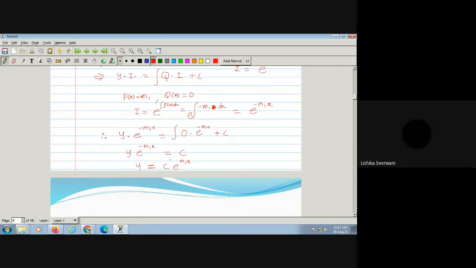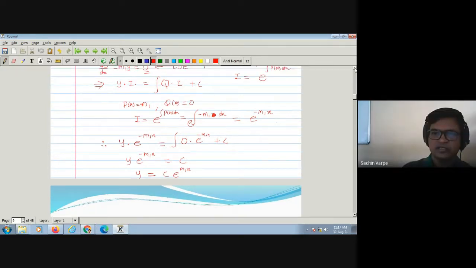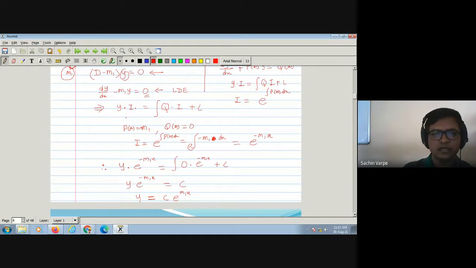Yes, sir. So as this is the solution related to m1, let us call it y1. Similarly, we can find the solution related to m2. That will be y2. And will it be of this form? y2 is equal to c e to the power m2x. Is it so?